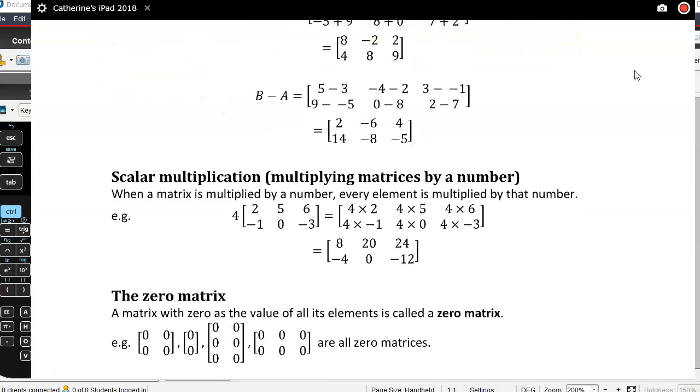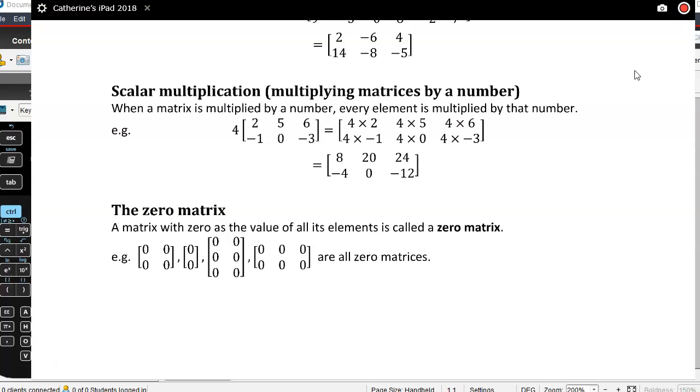So scalar multiplication. This is when you multiply matrices by a number. When you multiply a matrix by a number, every element is multiplied by that number. So here I've got 4 times this matrix. So that's 4 times each individual element within there. So 4 times 2, 4 times 5, 4 times 6, etc. And you can see how it's affected my new matrix.